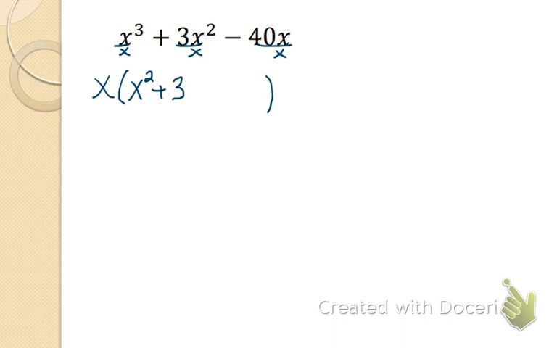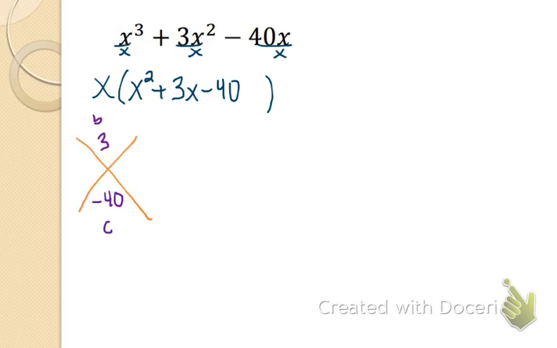3 stays the same. X squared divided by x is x. Negative 40. X divided by x is 1. Okay. So next we're going to look at what's inside of the parentheses, that quadratic, and continue to factor, see if we can.